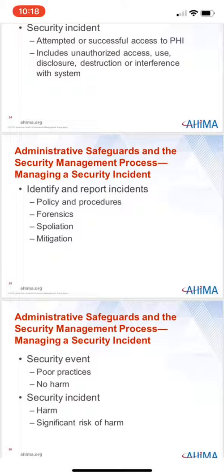Dropping down. Once a security incident is identified, the CE must mitigate its harmful effects and document both the incident and the outcome. Mitigation is the process of attempting to reduce or eliminate harmful effects of the breach.